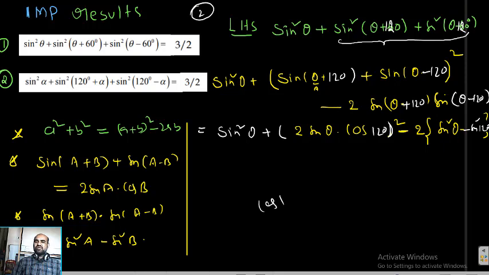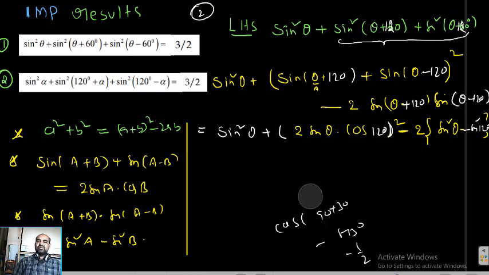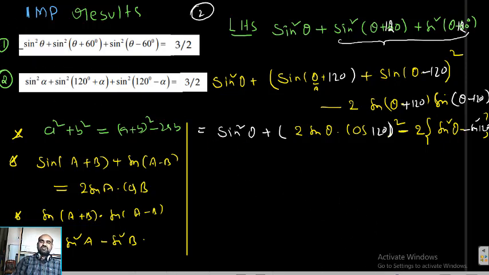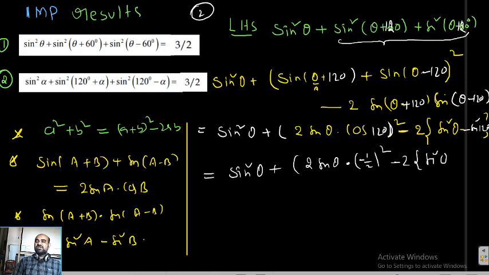Okay, cos 120 value, cos of 90 plus 30, is minus sin 30, minus 1 by 2. Square is there, no? Minus 1 by 2, I will write that. So this is same as sin square theta plus 2 into sin theta into minus 1 by 2, minus 2 into sin square theta, sin 120, sin 90 plus 30, is plus cos 30, root 3 by 2, square 3 by 4.